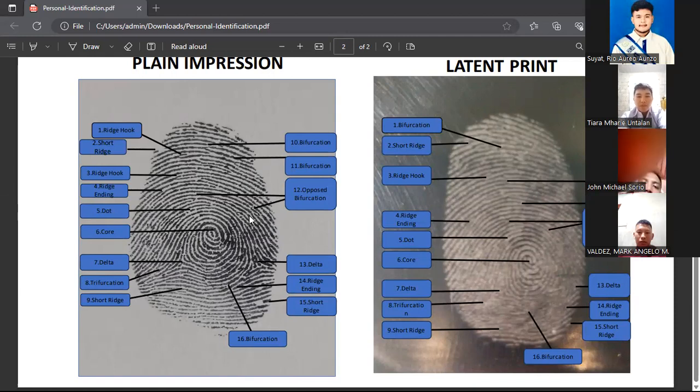Number 32. What is ninhydrin and how does it work? Ninhydrin is the most widely used chemical reagent for the detection of latent finger marks on porous surfaces such as paper and cardboard.